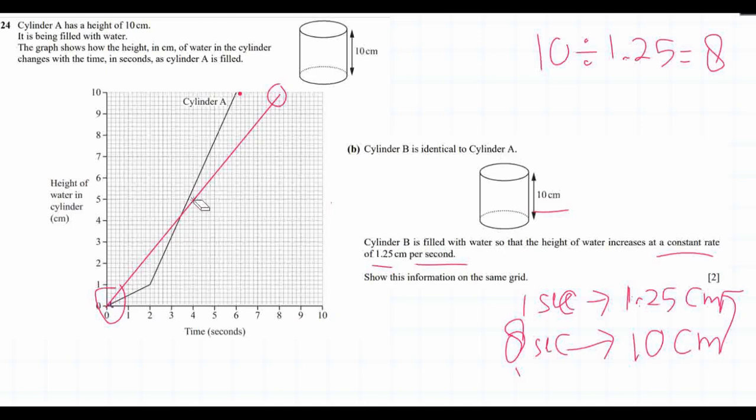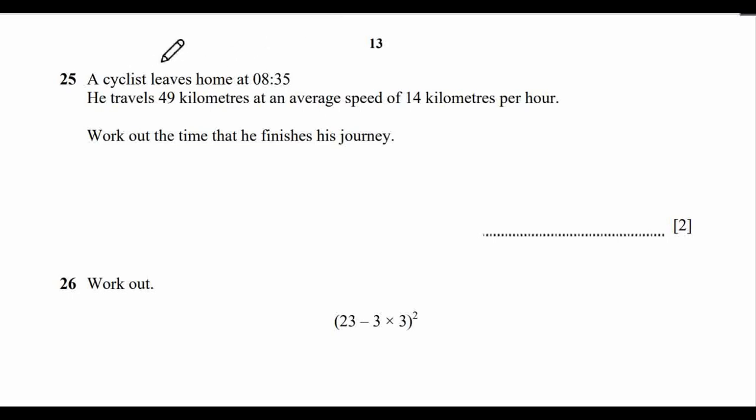Number 25. Question 25 says a cyclist leaves home at 8:35. He travels 49 kilometers at an average speed of 14 kilometers per hour. Work out the time that he finishes his journey. 10 seconds.